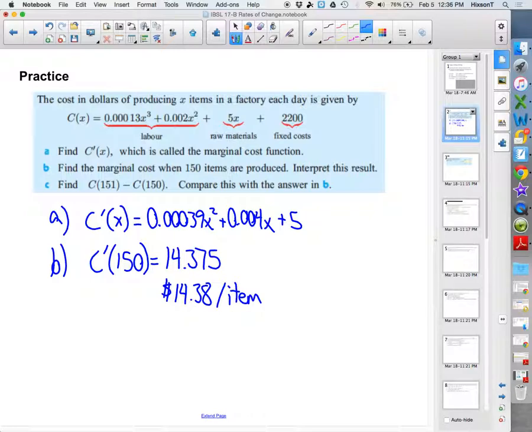So it's that per item, and C of 150. Now, here's the thing: we wouldn't plug in 1438.